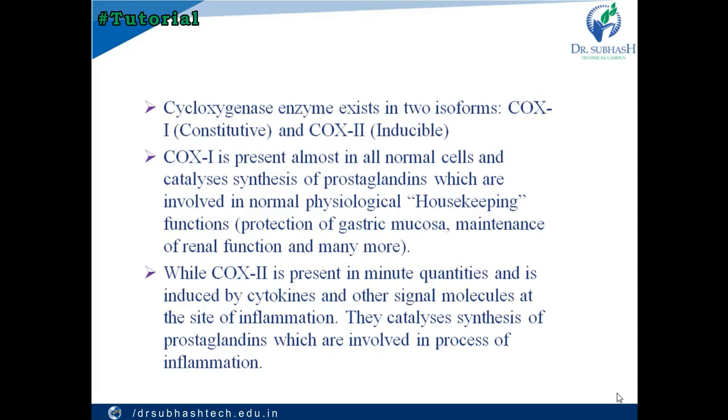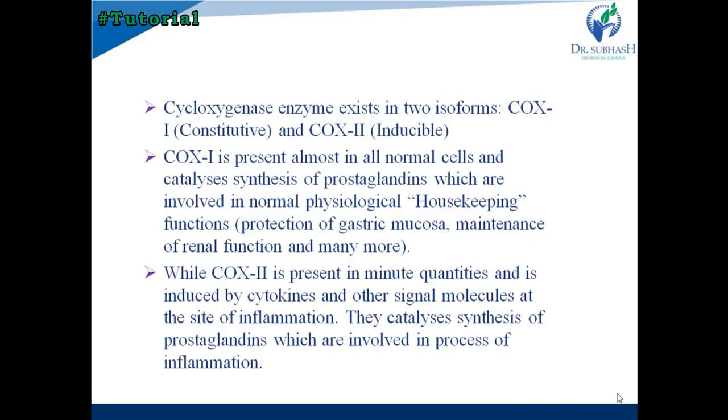COX-1 is the constitutive isoform of cyclooxygenase, and COX-2 is the inducible isoform of cyclooxygenase. Constitutive means COX-1 is involved in general constitutional functions of our body, which means normal physiological housekeeping functions of our body, and COX-1 is present almost in all normal cells, while COX-2 is present in minute amount and is induced by cytokines at the site of inflammation. That's why they are known as inducible. And COX-2 catalyzes synthesis of prostaglandins, which are involved in the process of inflammation.